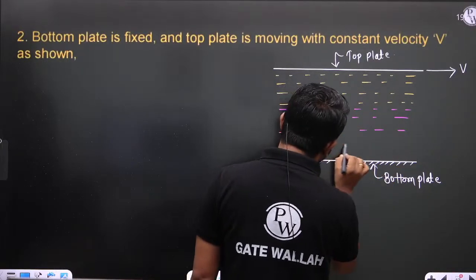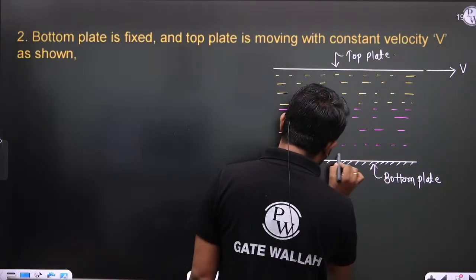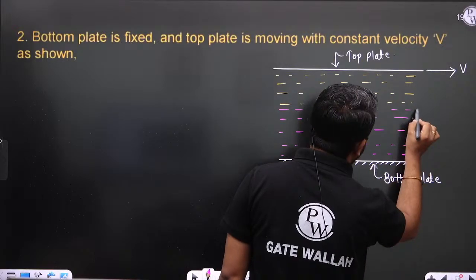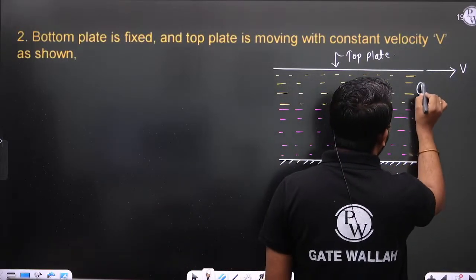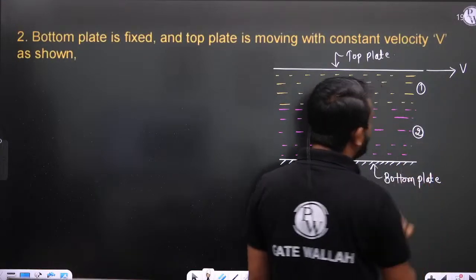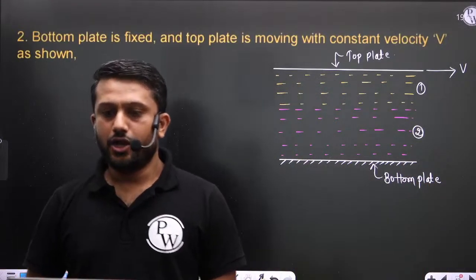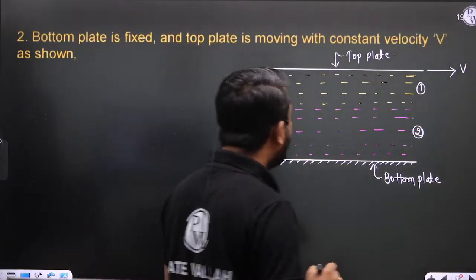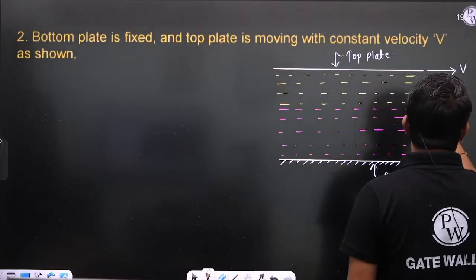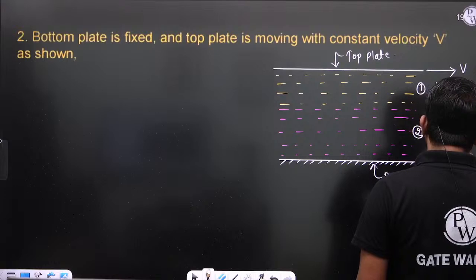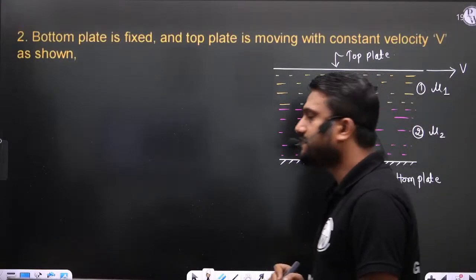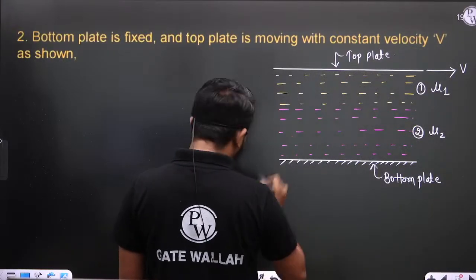There are two liquids. This is liquid number 1 and this is liquid number 2. Liquid number 1 has dynamic viscosity, let us consider that is mu1, and liquid number 2 has dynamic viscosity, let us consider that is mu2.